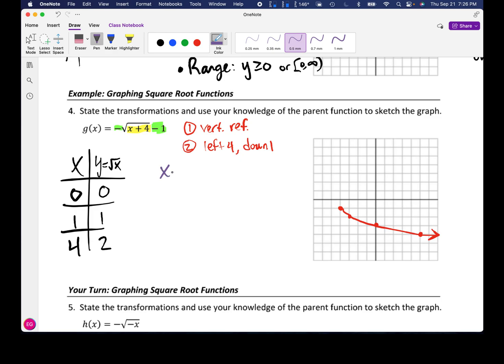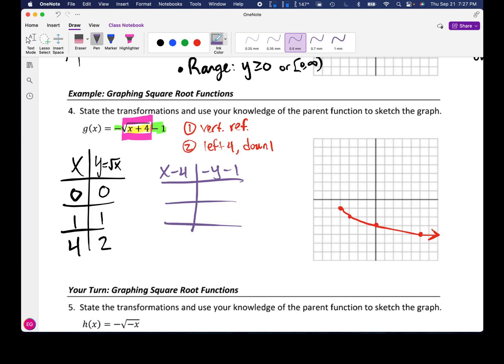So I'm going to do x minus 4, because x does the opposite of what it says. And then I'm going to do a negative y minus 1. What's important here is that the y value is everything that's the square root part. So we have a negative square root minus 1, and y is the square root. So a negative square root minus 1 is a negative y minus 1. Hope that kind of makes sense to you.